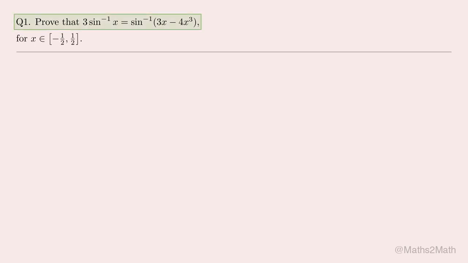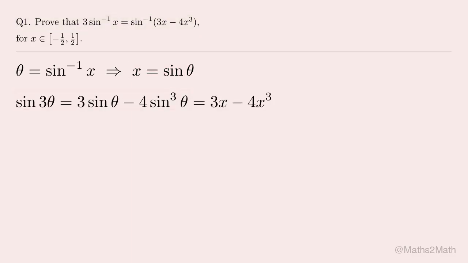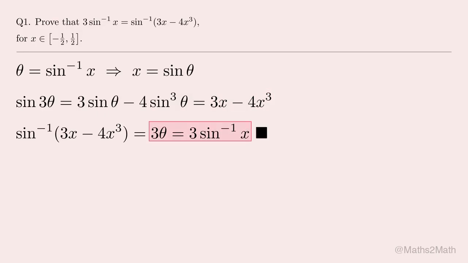Question 1, a proof. 3 times sine inverse of x equals sine inverse of 3x minus 4x cubed. The restriction of x to between minus 1/2 and 1/2 keeps everything inside the principal branch. Substitute. Let theta be sine inverse of x, so x is sine theta. Now use the triple angle identity. Sine of 3 theta equals 3 sine theta minus 4 sine cubed theta, which is exactly 3x minus 4x cubed. Take sine inverse of both sides. The range restriction keeps 3 theta inside the principal branch, so sine inverse undoes the sine cleanly.